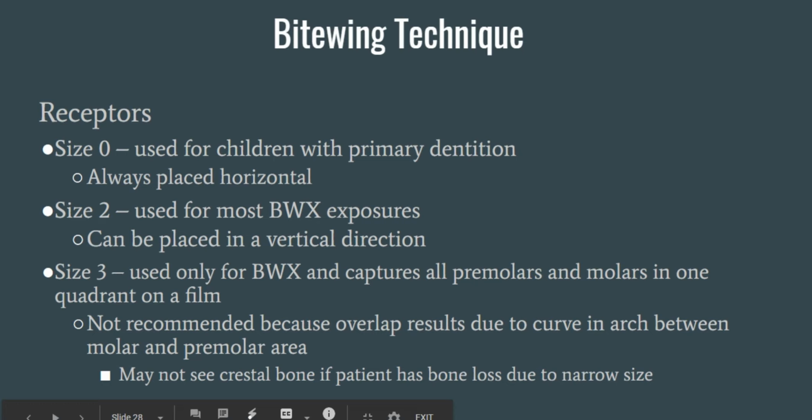A size 1 film is also available for bitewings, and it's going to be used mostly for posterior teeth in children that have a mixed dentition. And it's usually going to be placed in a horizontal direction. But it can also be used in the anterior if a vertical bitewing is going to be taken in the anterior.